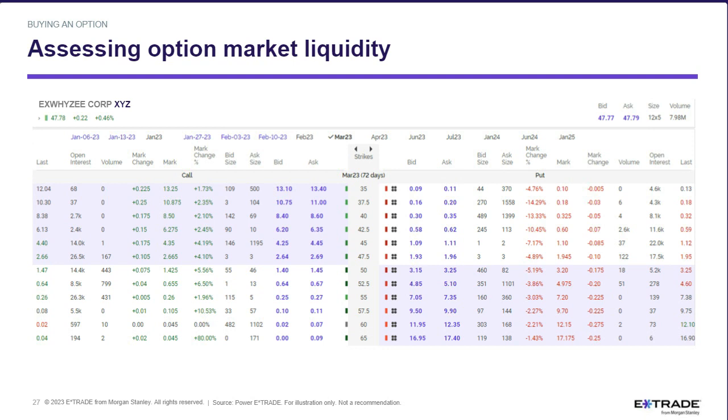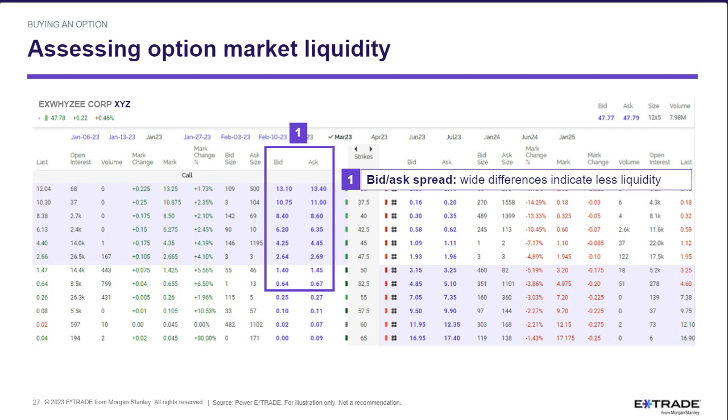So how do we assess liquidity? There's a few different markers we can look for. The first is to look at the bid-ask spread and see how wide it is. This is not unreasonably wide. One thing you will recognize is the difference between the bids and offers in options is generally wider than it is for stocks. It's just the nature of the beast. So check the bid-ask spread.